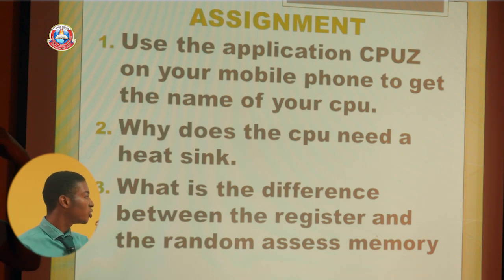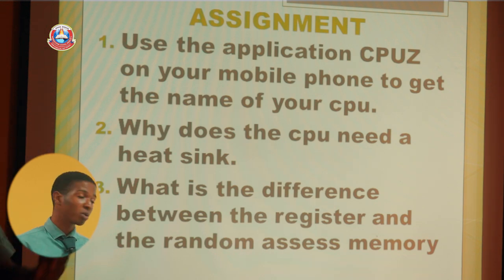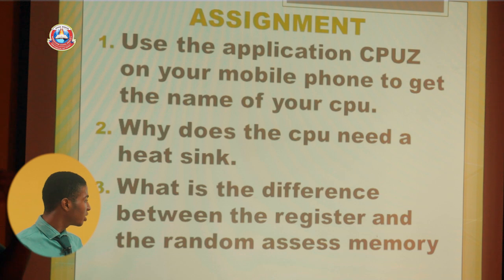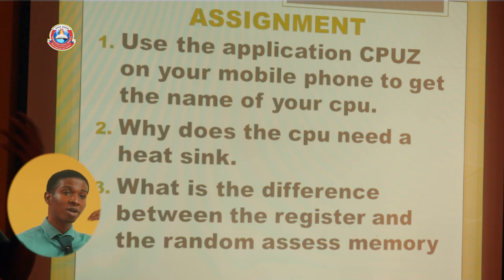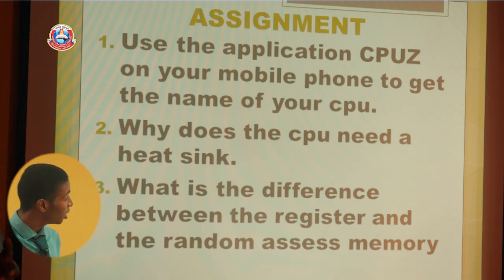So number 2, why does the CPU need a heatsink? You are going to answer that and put it there. Number 3, what is the difference between the register and the random access memory? We discussed both of these previously. So you know both of them are units of storage. You are going to tell me the difference between both of them, and you are going to put your answer there.